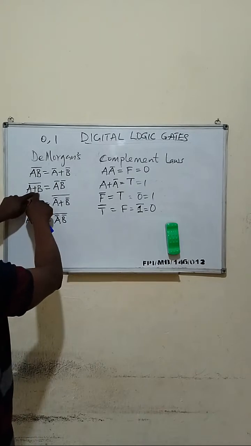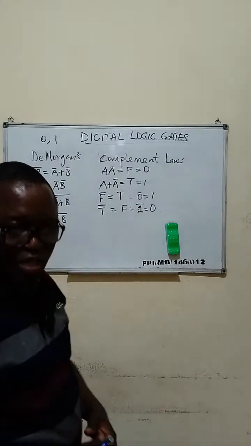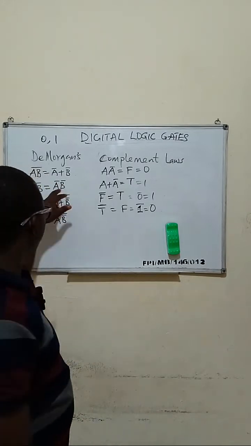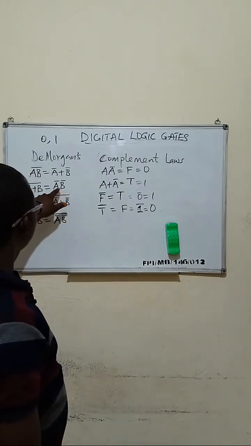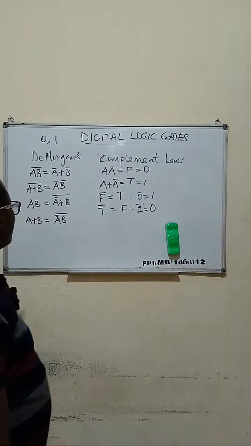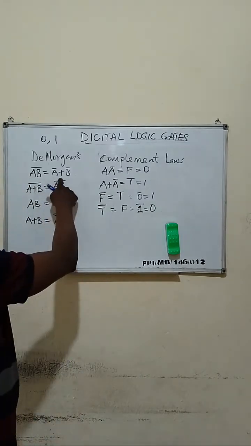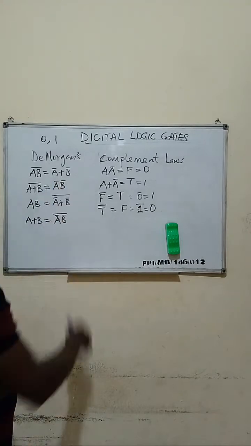Likewise, if you have (A or B) all bar, that is a NOR gate. You can have a NOR gate, then for you to get it as an AND gate, you are going to have A bar dot B bar. Alright?